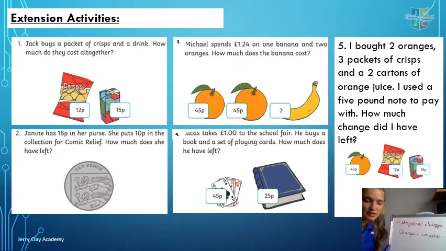There might be a multi-step problem, so for example it might say, I wanted to buy 2 oranges and 5 packets of crisps, and I pay with a £5 note, how much change did I get? There are different steps to your problem. You first of all need to work out how much money your items cost to then find out how much change you would get. So have a go at doing these.